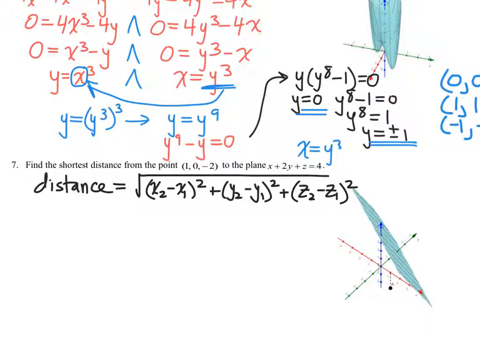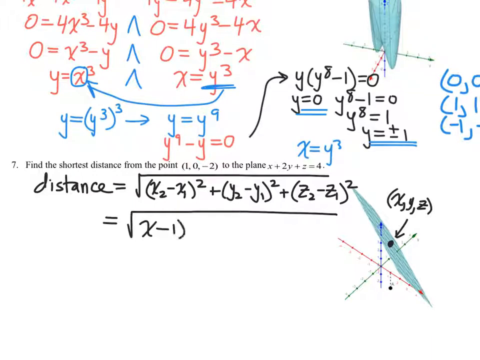So what we'll do is we'll call a point on the plane, any point that we want, it doesn't really matter. We're going to call that point x, y, z. All right? We're going to call it that because that's what it is. So what I would say is x minus 1 squared plus y minus 0 squared plus z plus 2 squared.